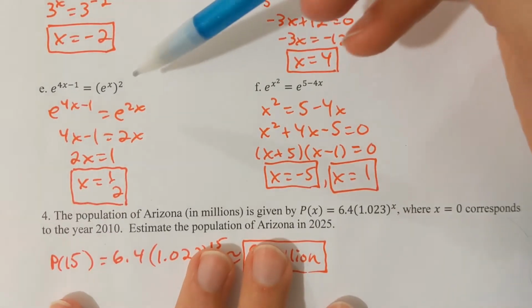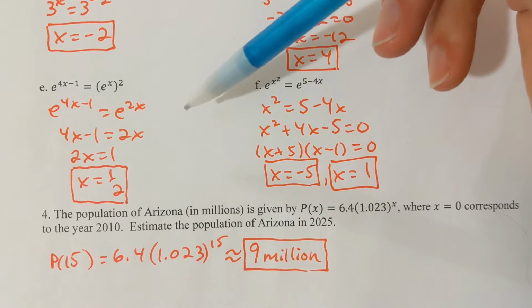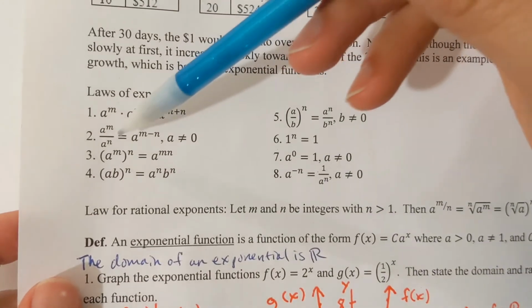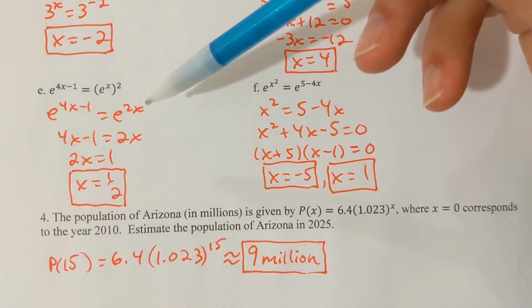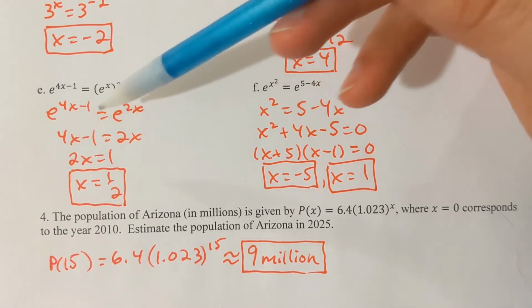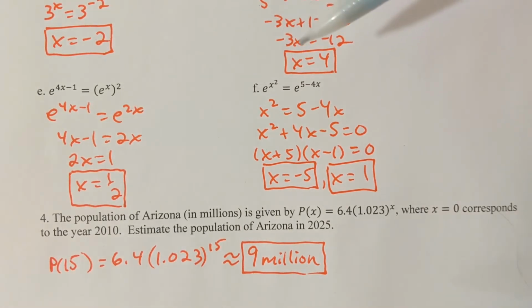Here's another one. e to the x squared would be the same as e to the 2x, using law 3 on this list. I know I'm going to multiply the powers there to get e to the 2x. Now I've got base e on both sides. And of course, e meaning the number e that we've been talking about here.